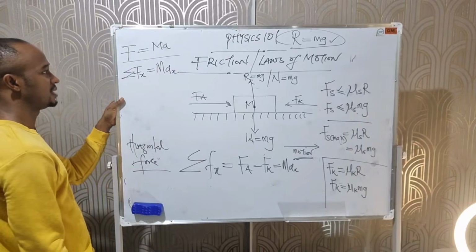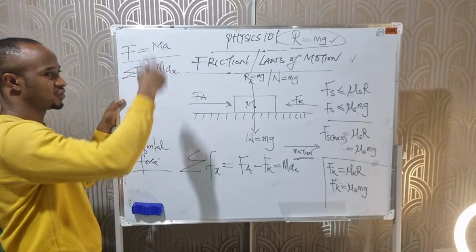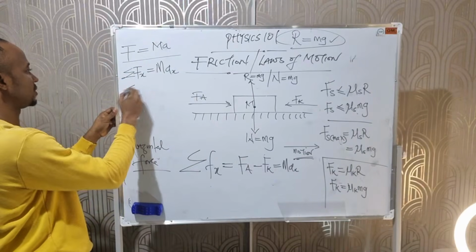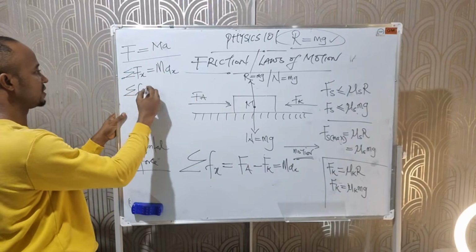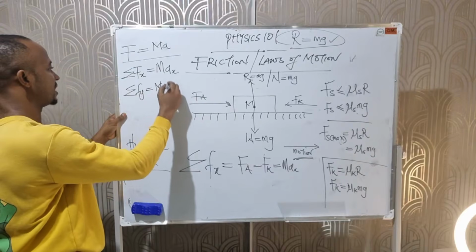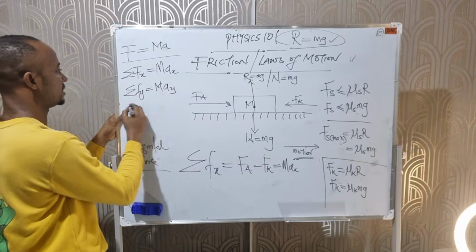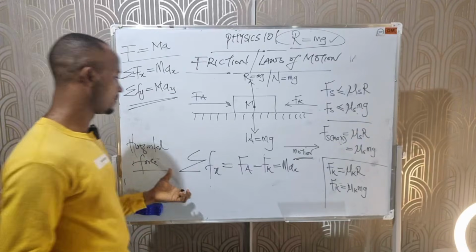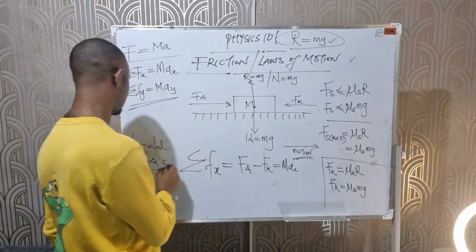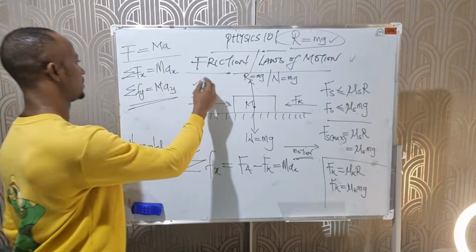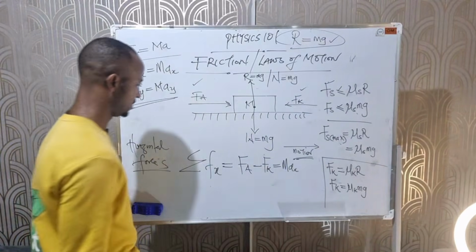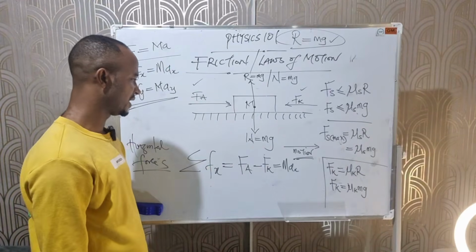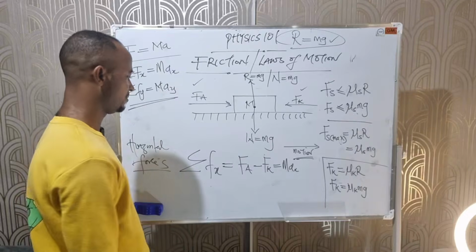But if I'm considering vertical motion, let's say a body is going up, then the sum of all vertical forces equals mass times acceleration along the vertical axis. But here we are looking at horizontal forces, which are the applied force and the frictional force. So here it becomes Fa minus Fk equals m a.